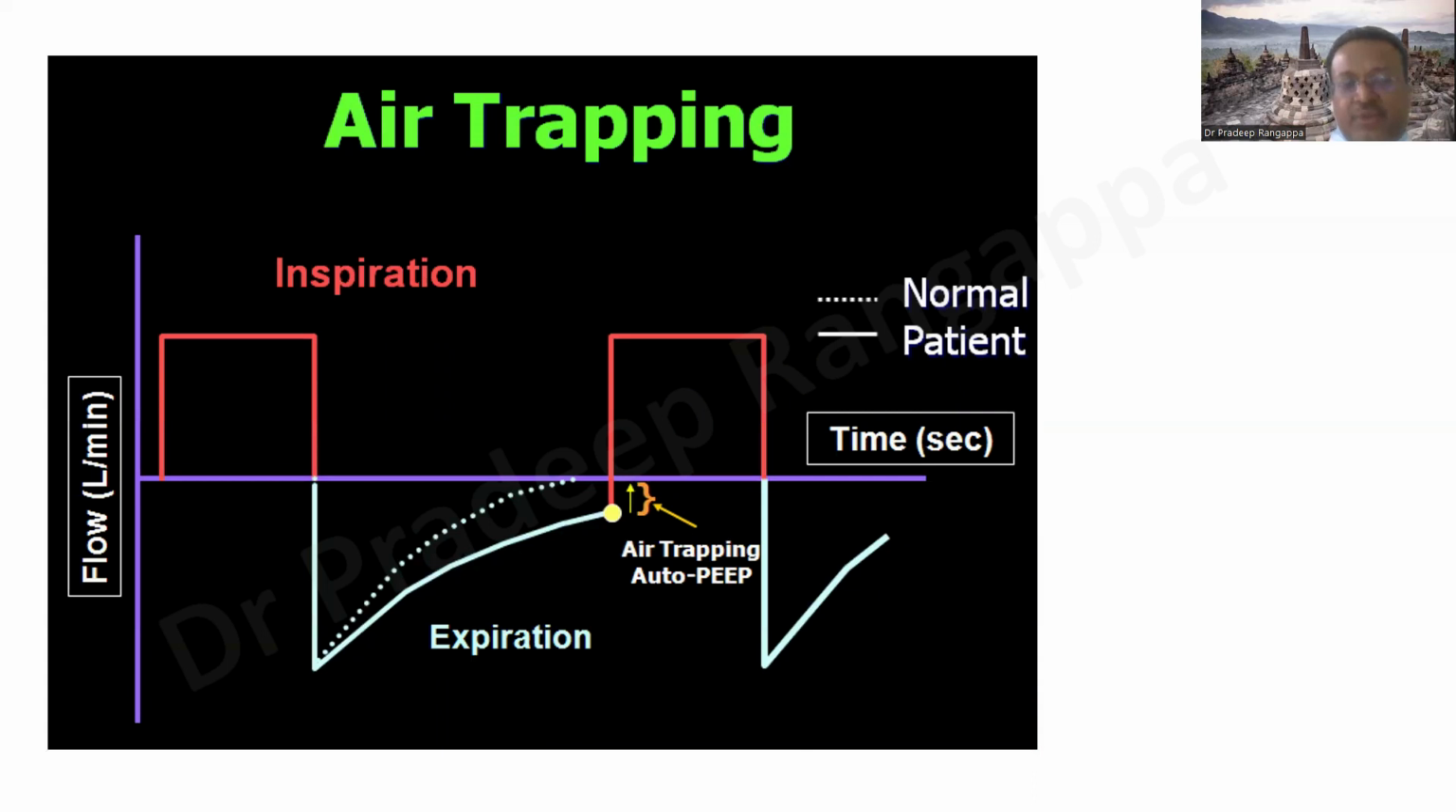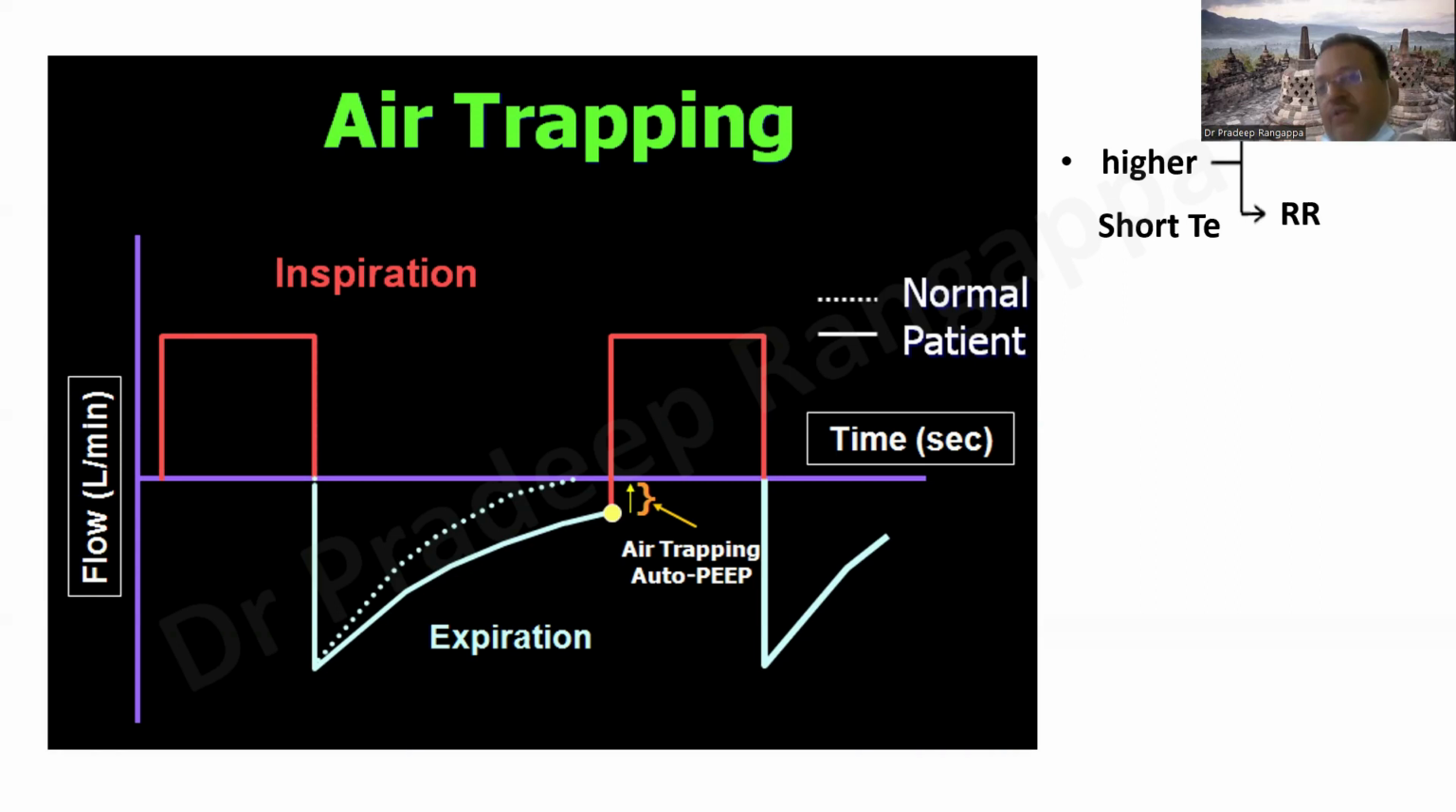And as I said, most of the trainees would know, when we call air trapping, this is the flow time scalar you need to look at. Because there is inadequate time for the expiration to be completed, there is this air trapping, which we call auto PEEP, that tends to set in. So higher tidal volume is bad for COPD. That's why we keep lower tidal volume and we lower the respiratory rate, and we tend to keep the PEEP low, and we tend to increase the expiratory time.